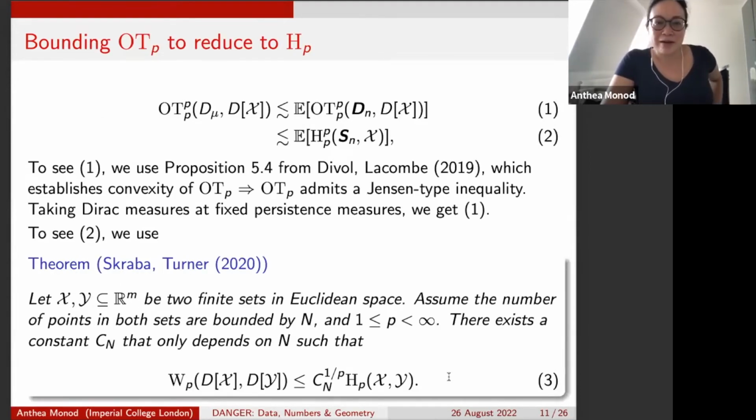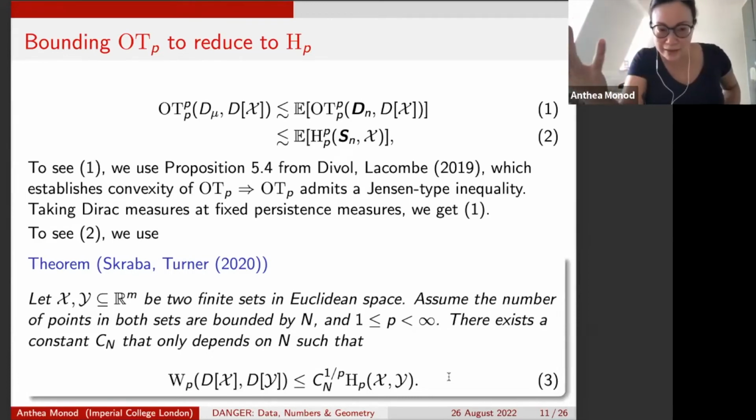So the first step here is that we have this set of inequalities. And what we do is we take results from Deville and Lacombe, where they establish a convexity result of this optimal partial transport metric. It turns out that this metric admits a Jensen type inequality. And then if we look at the case of Dirac measures, which is what persistence measures are defined by, we get the first inequality.